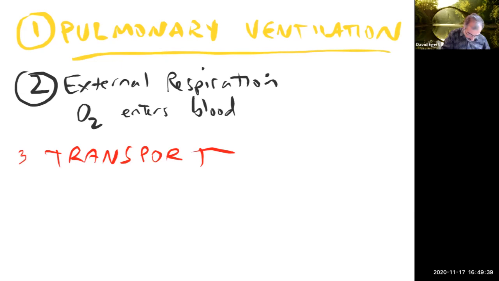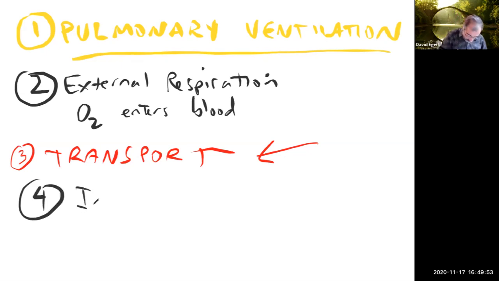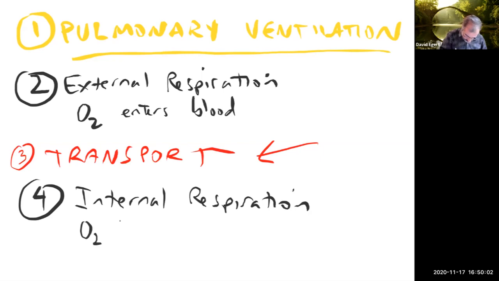Yeah, I could call it 3 if I wanted. This is the cardiovascular system, right? So once the oxygen is picked up by the blood, it's now gonna get distributed everywhere. But then we have what's called internal respiration. And here O2 leaves blood into the tissues.